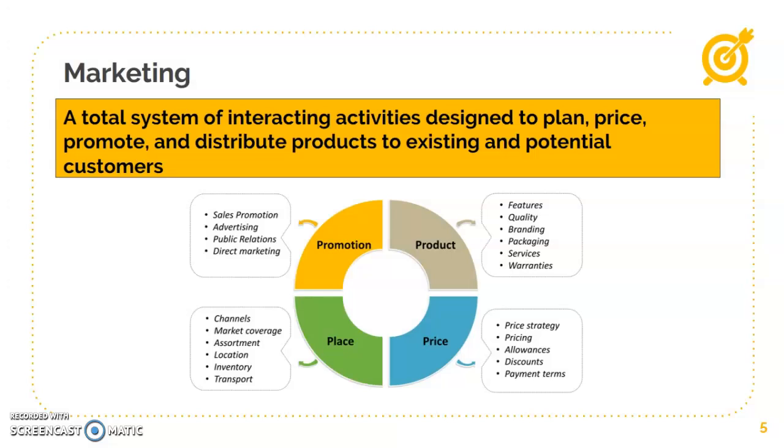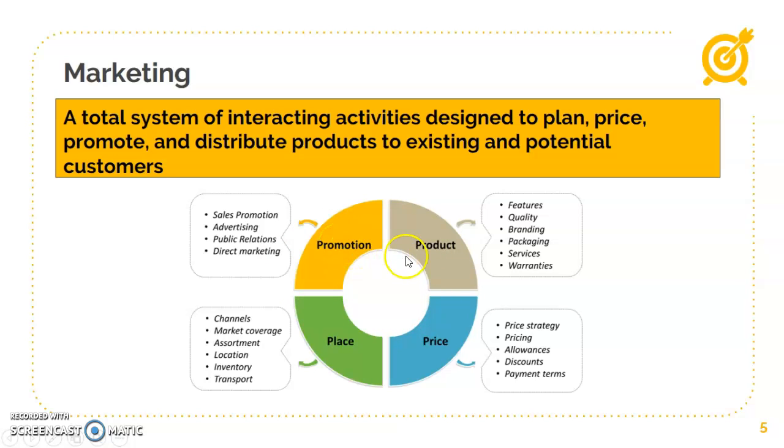Now, what is marketing? This is the definition that you should be learning, making notes in your notebook as well. A total system of interacting activities designed to plan, price, promote, and distribute products to existing and potential customers. Now again, it involves four aspects: planning, price, promotion, and distribution. So planning is product, price, distribution and promotion. These are the four things that marketing covers.